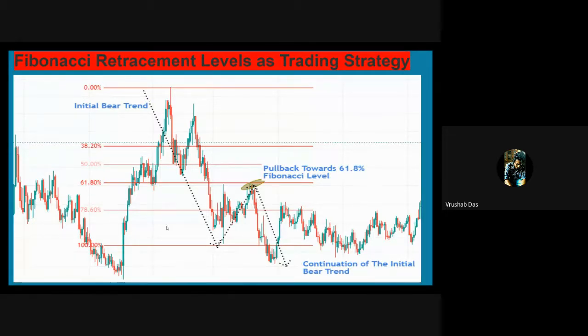For example, this is an HR chart drawn below. We can see an initial bear trend, after which the market retraced towards the 61.8%. From there, you can see it retraced to the 61.8%, which is a golden Fibonacci level, where the price reversed and created a new low.